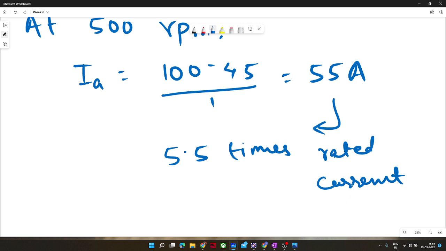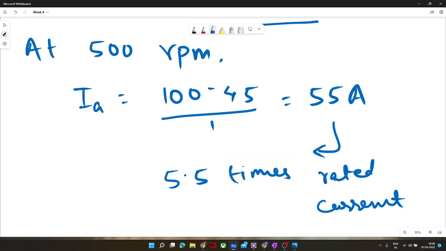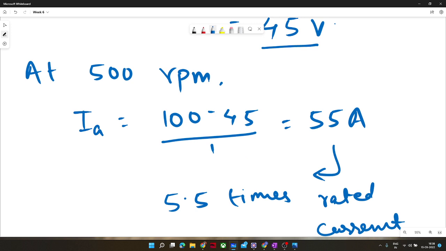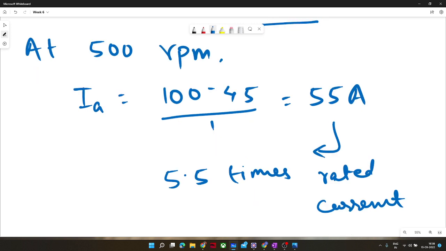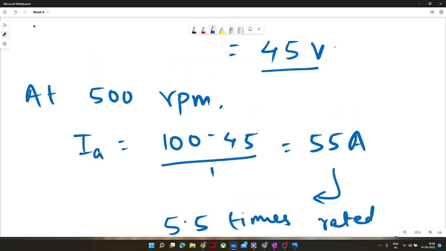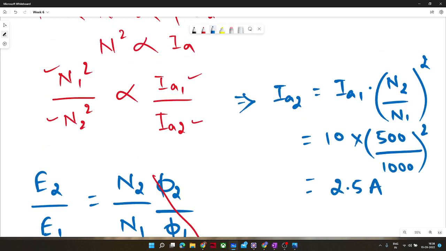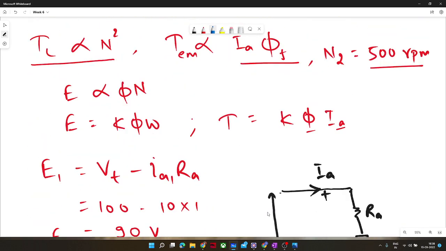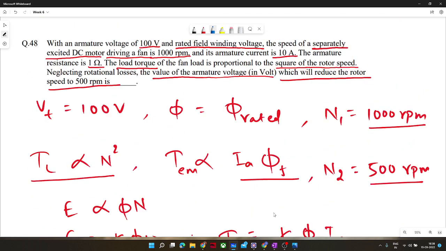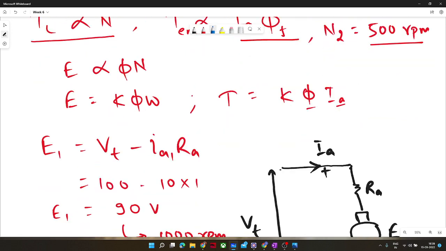You got it, Anwar? Why are we managing armature voltage? Because that's where we have the control. We do not have control over the induced EMF because that depends on speed only. So we need control on the supply side. That's why it is asking how much armature voltage will be applied so that the motor speed will be reduced to 500 RPM. Okay, is it fine, Anubhav?